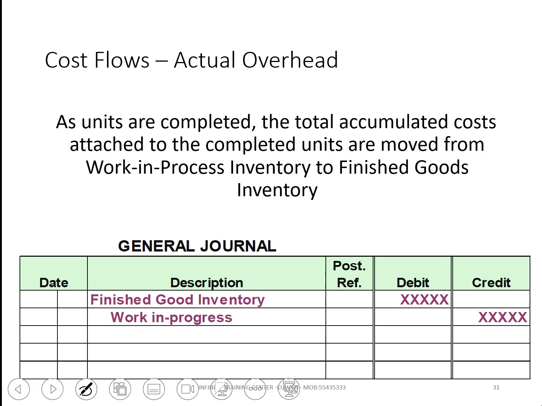Now, when you complete the production, the goods will be moved to the finished goods store. So we have to debit finished goods inventory. All the cost is now debited to finished goods inventory, and you will credit work in progress. So now there is no work in progress, right? It is completed and transferred to finished goods. So you will credit work in progress and you will debit finished goods.